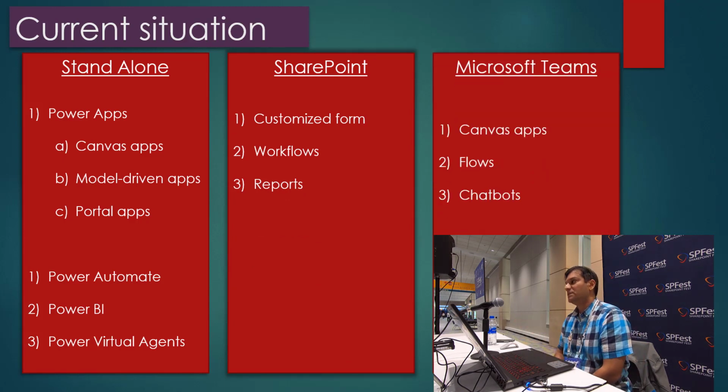So when you talk about Power Platform as a whole, and especially the standalone version, there is Power Apps, Power Automate, Power BI, and Power Virtual Agents. Now in Power Apps, we have the Canvas apps, model-driven apps, and then we have the portal apps as well. And then we have Power Automate, Power BI, and Power Virtual Agents.